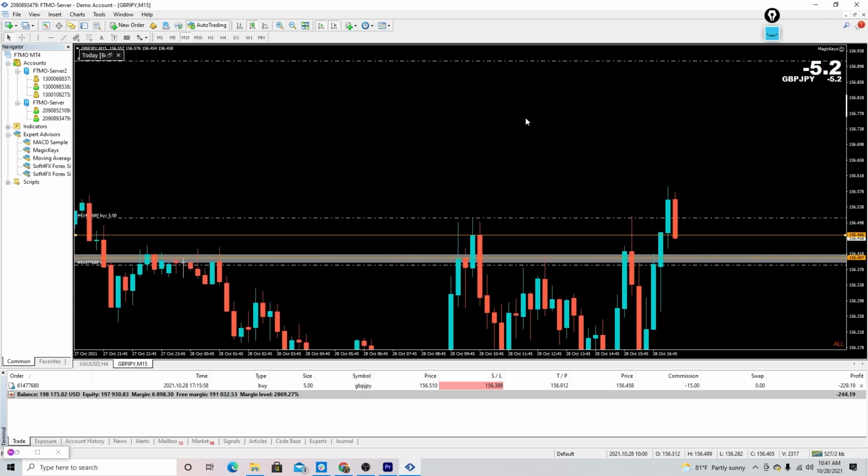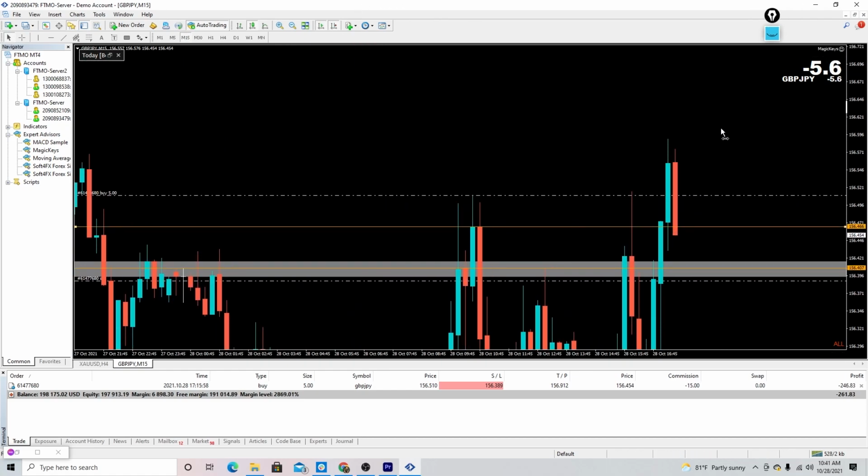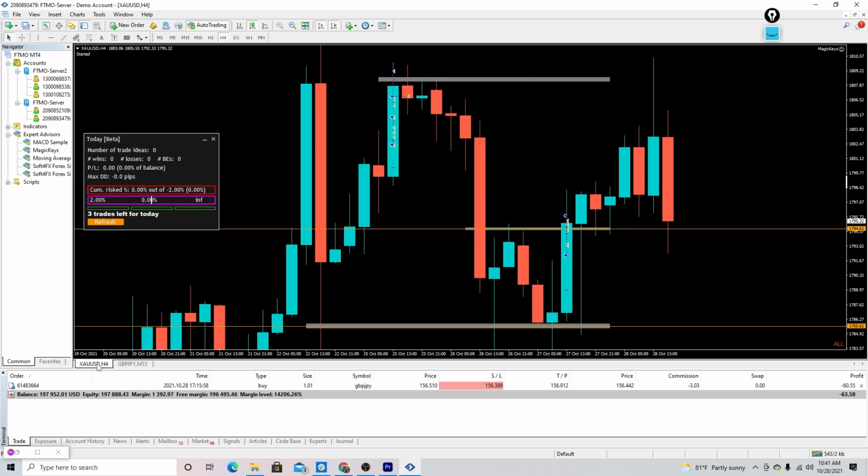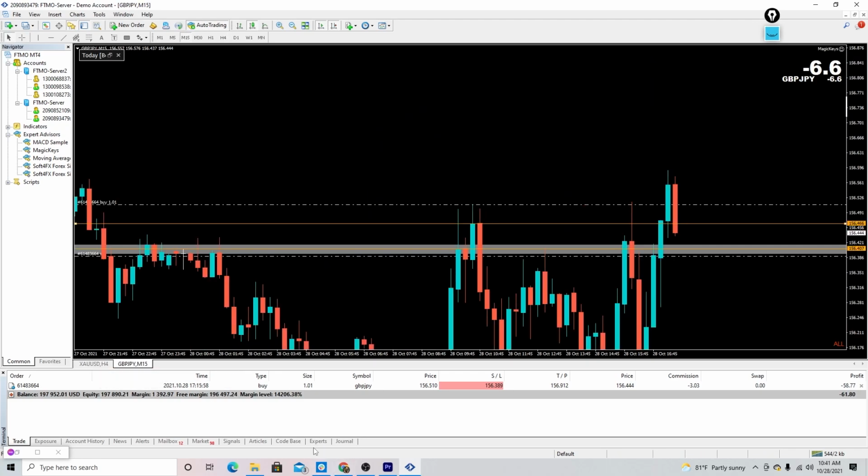So for an example right here, I'm just gonna close 80%. All right, so I'm gonna close 80%. There we go. So now we only have one lot running. And if we do lose this, we'll lose another $107. Let's see. Oh, that's gold.